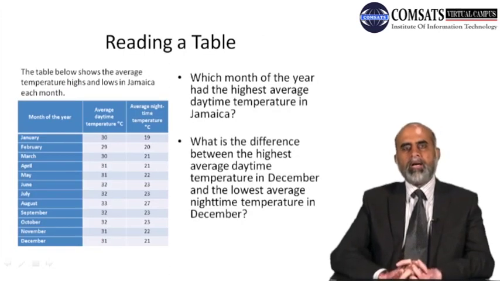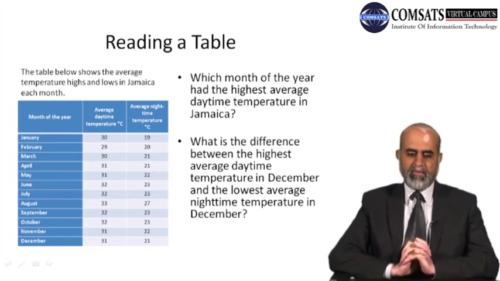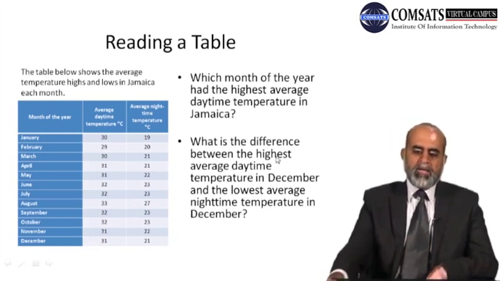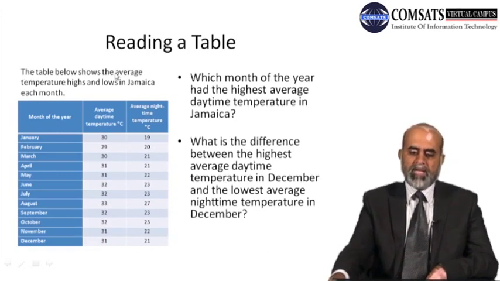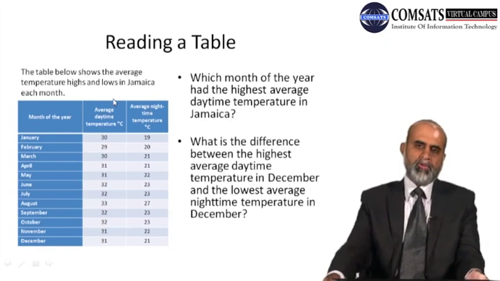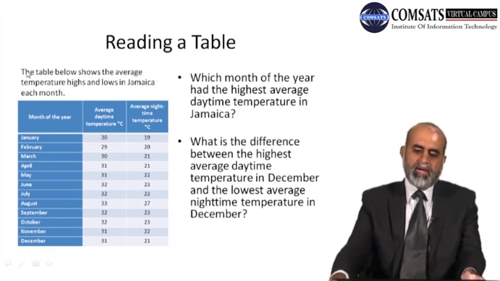Okay, we move on. Now we try to read a table. Here we have two columns. In this column we have a table, and in this column we have got two questions. I want you to focus on this column first. There is a table, and this is the description of the table. The table below shows the average temperature highs and lows in Jamaica each month. Right, so whenever you present information in a table, you should also be able to describe it concisely like this.